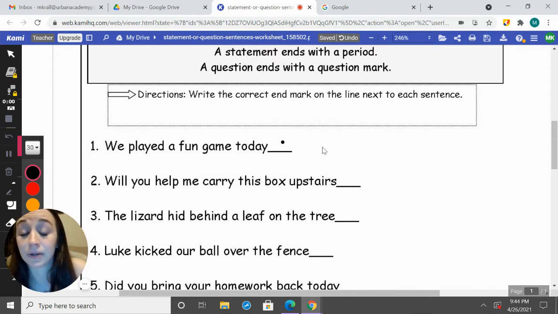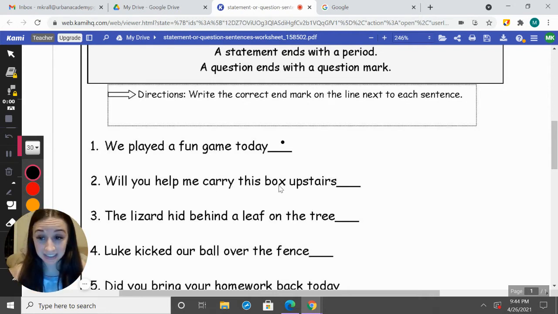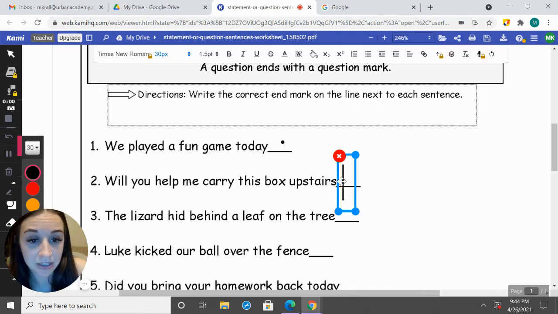Number 2, again, read silently as I read it out loud. Will you help me carry this box upstairs? Starts with a capital letter, is a complete thought, and now we have to solve the punctuation. So is this sentence asking or telling me something? Well, it's asking, will you help me carry this box upstairs? It's asking something. So if it's asking, that means it's a question, and that means we need a question mark at the end.